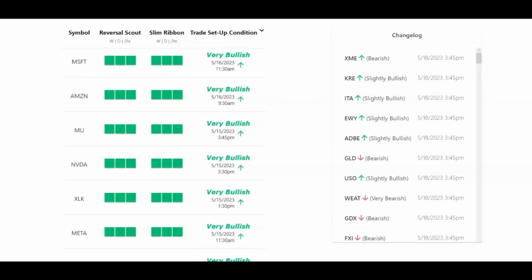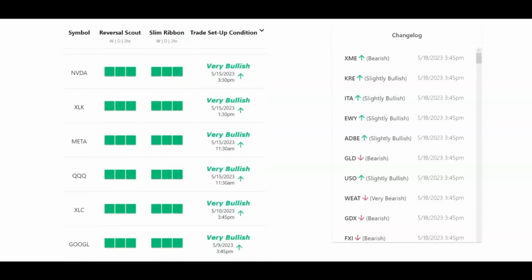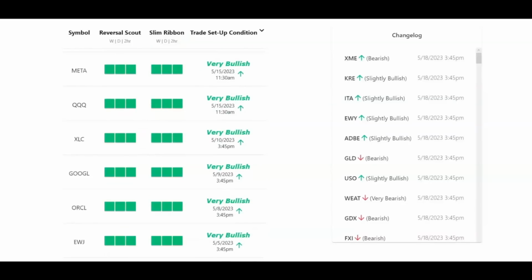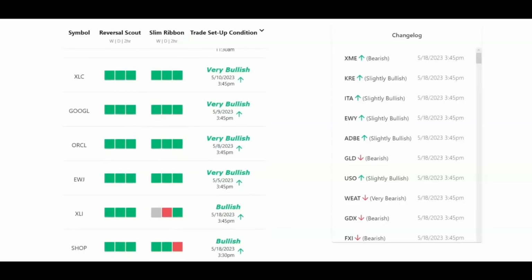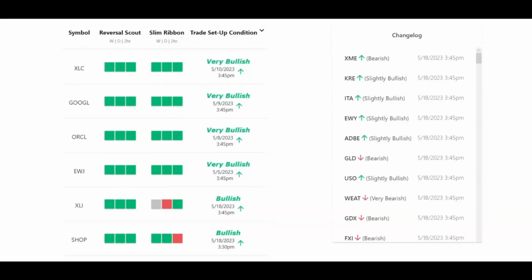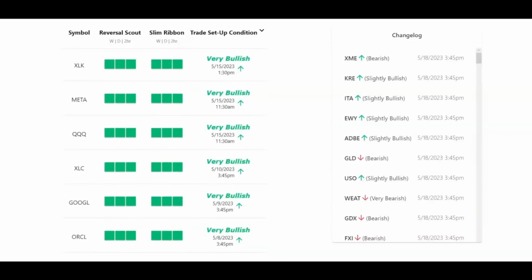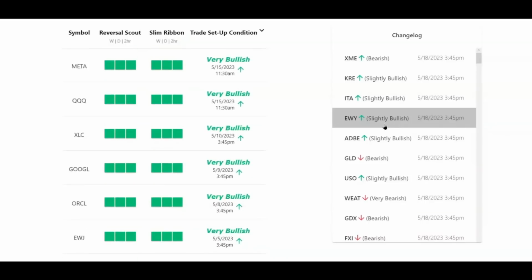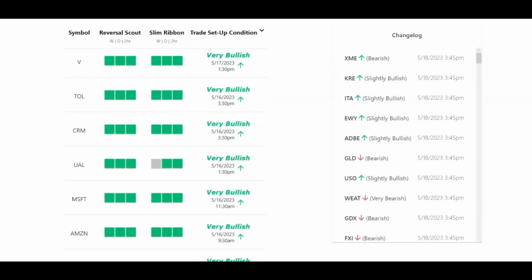They were bullish and turned to very bullish 3 days ago on May 15th. Really good indications there. XLK, Meta, QQQ, XLC, the communications, Google, Oracle, and EWJ. Those are the ones in very bullish condition right there. A lot of them have been there for a while. You can see Google turned very bullish on May 9th, Oracle very bullish on May 8th. So these things have been bullish, and some of them went from bullish to very bullish, as you can see.